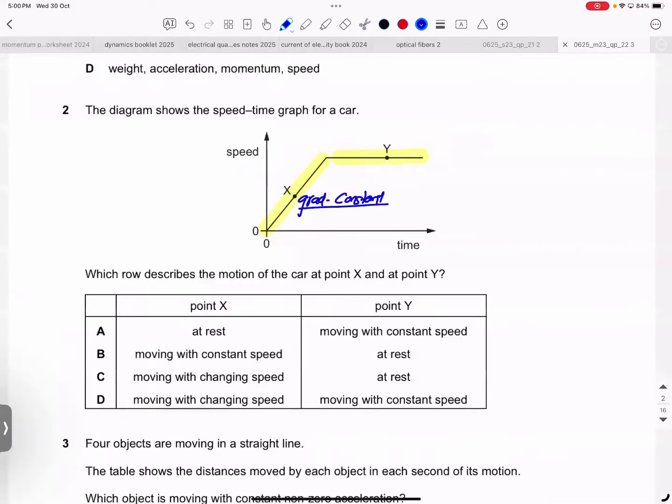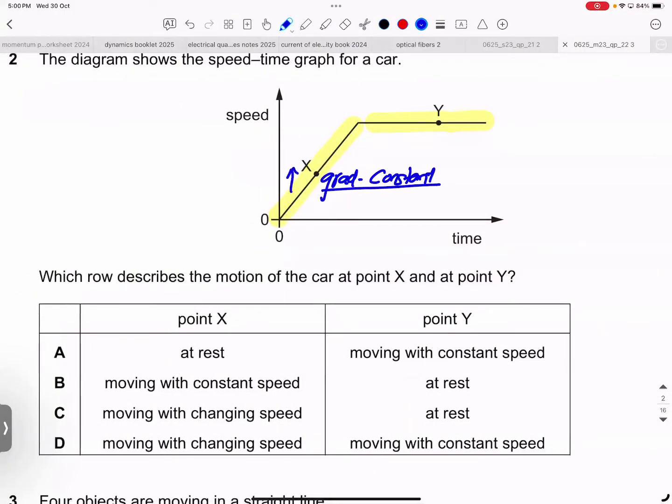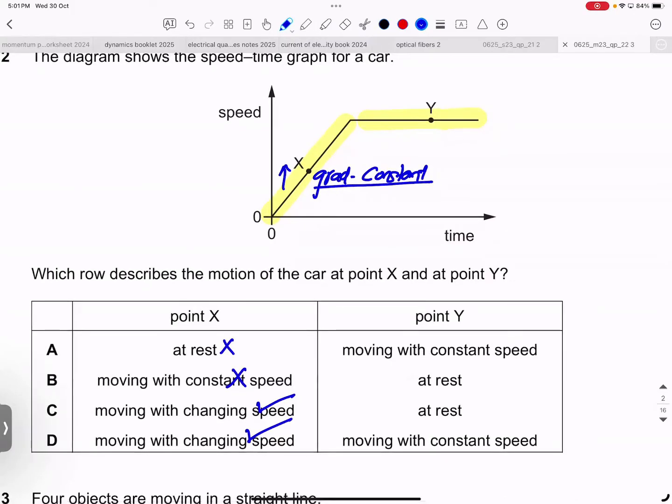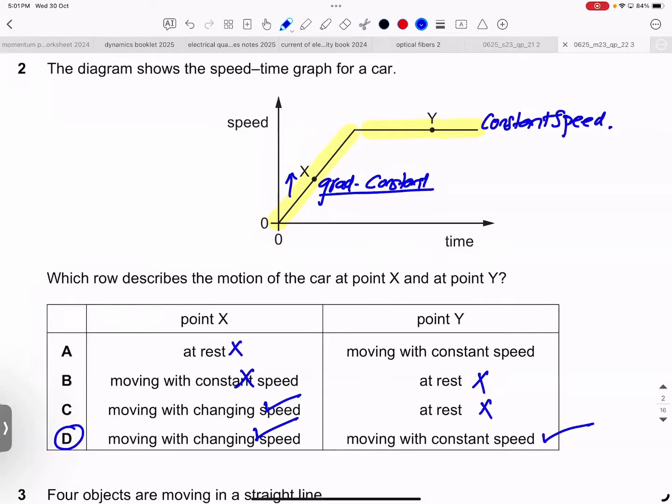So constant acceleration means increasing speed. So at X, constant speed, no. Rest, no. Changing speed, yes. Changing speed, yes. Y is moving at constant speed. So since A, B, C are wrong, option D will be there because it is not at rest. This is constant speed. Option is D, my dear.